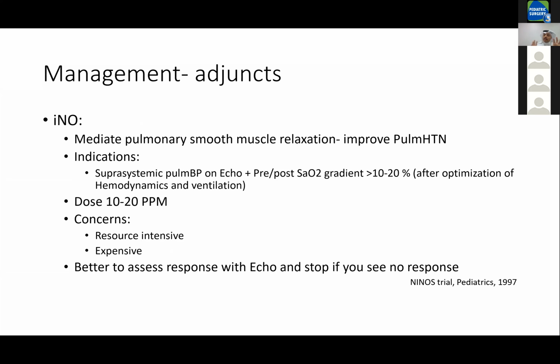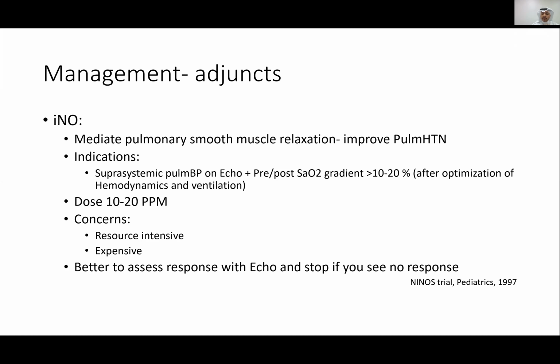Okay, and the echocardiographer or the cardiologist can tell you that, and as well as the preductal and postductal difference. If you have a difference that is more than 10 to 20%, that indicates the presence of pulmonary hypertension. At that time, INO is probably indicated. Dose is usually 10 to 20 is a starting dose. The concerns with INO is it's very expensive, and it is resource intensive, meaning you have to have a blender and you have to kind of deliver to its own special device.